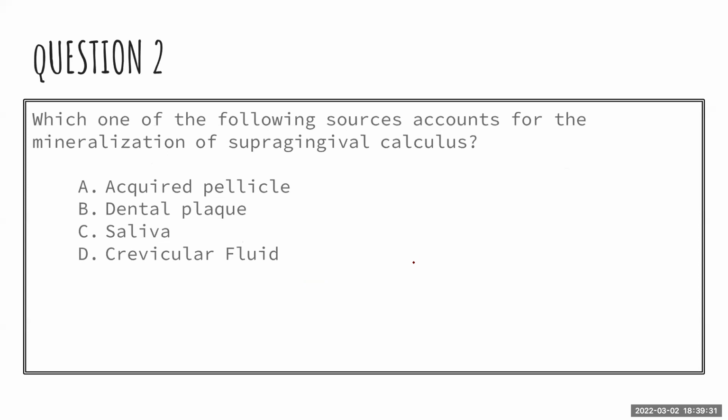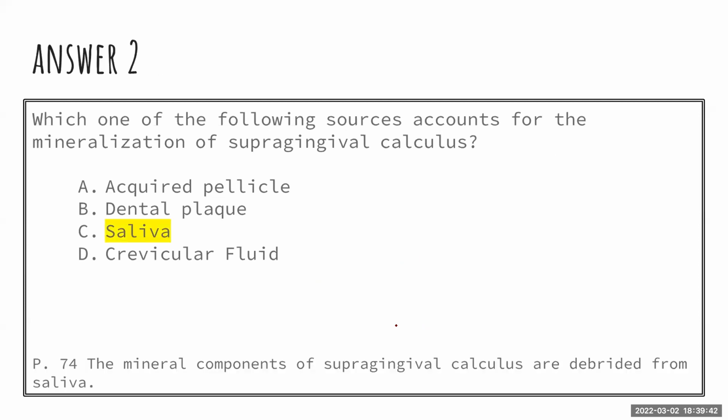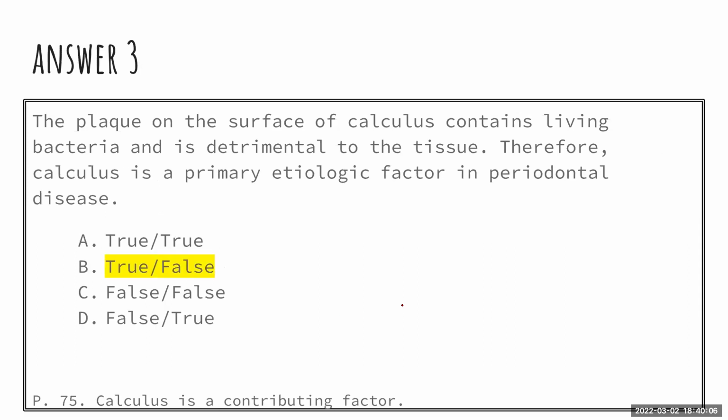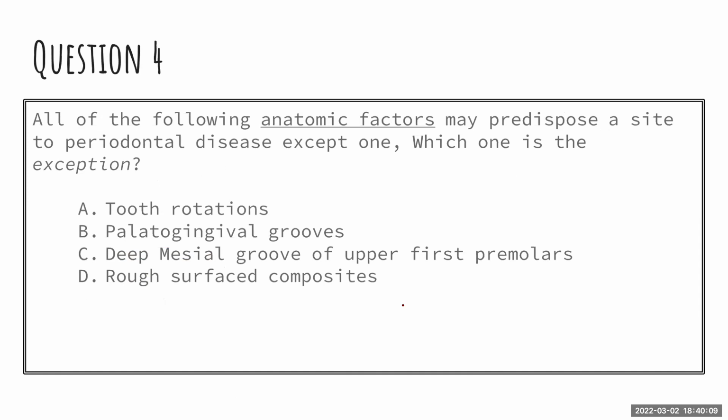Which of the following sources accounts for the mineralization of supragingival calculus? Saliva. Yes, saliva. The plaque on the surface of calculus contains living bacteria and is detrimental to the tissue. Therefore, calculus is a primary etiologic factor for periodontal disease. True, false. P. B. You got it. That was a good one.